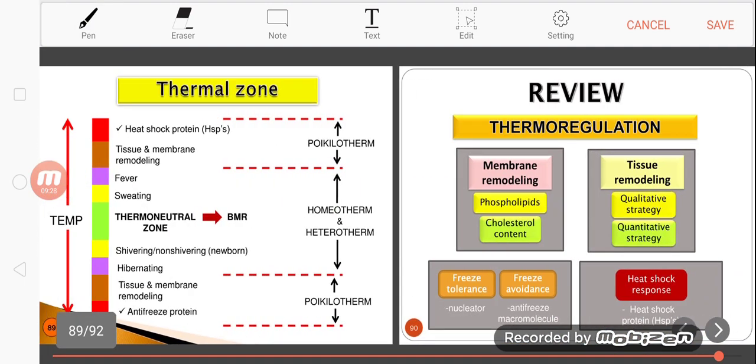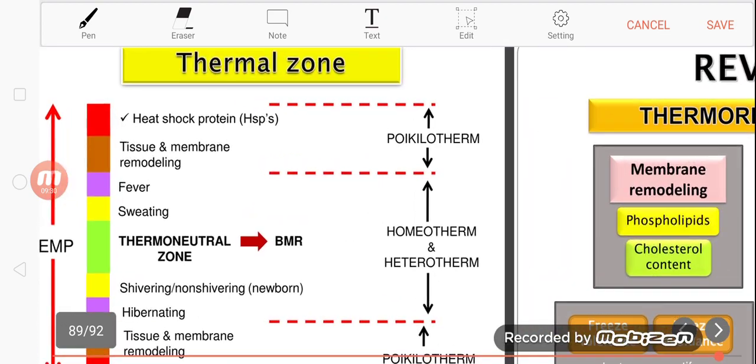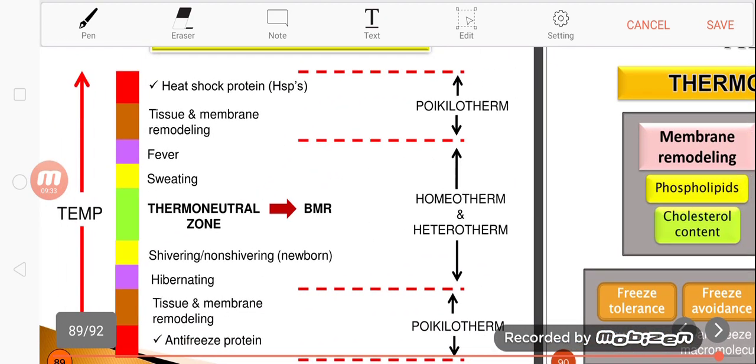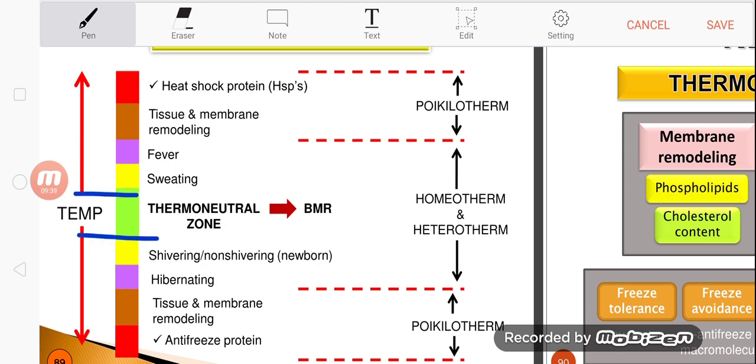Thermal zone, I think this one is nice in terms of thermal zone. You can see here on your right-hand side is the temperature. So the green color, or this phase here, is the thermal neutral zone. So here we have the basal metabolic rate.